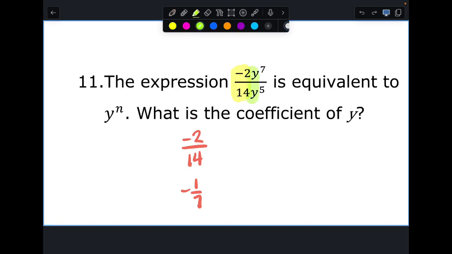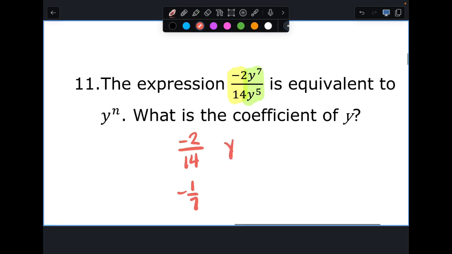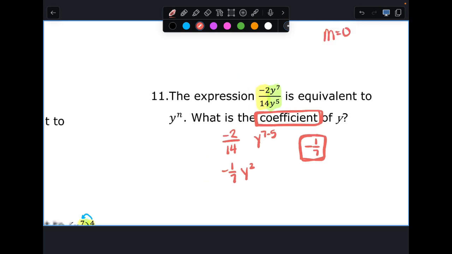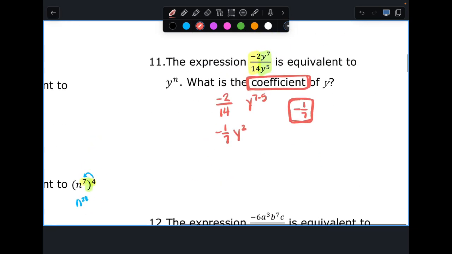Now we go with the y's. y to the power of 7 minus 5 is? 2. Okay. Now, what is the question asking us for? What is a coefficient? The coefficient is negative 1/7. What's the definition of a coefficient for somebody that doesn't remember what it is? The number connected to a variable. The number in front of a variable. So, very good. Okay.